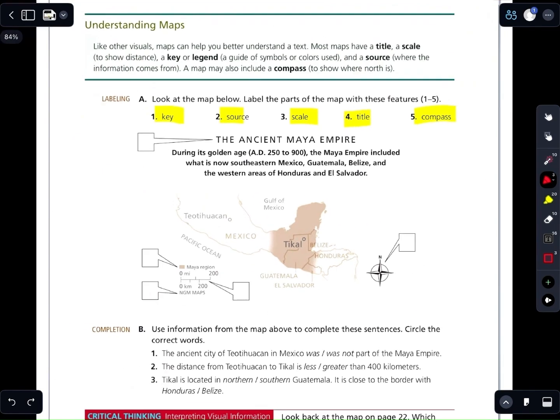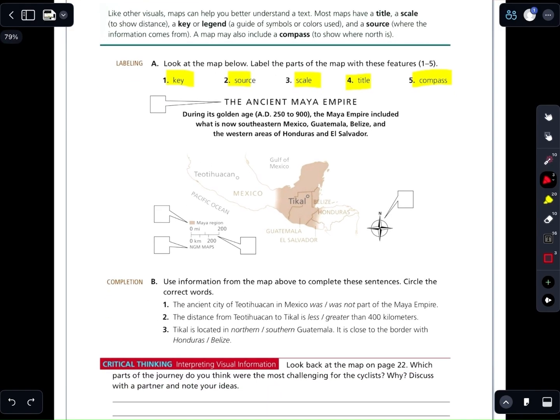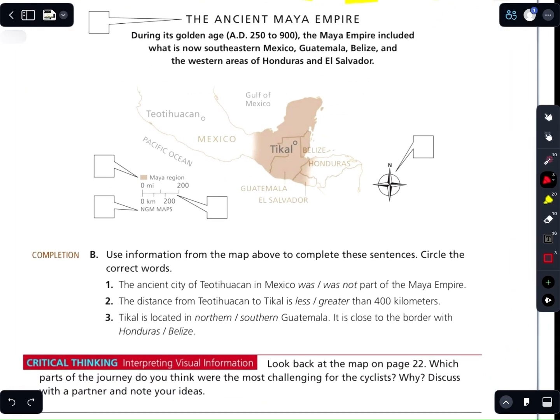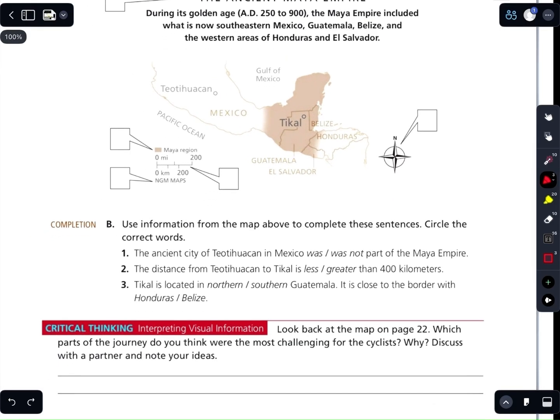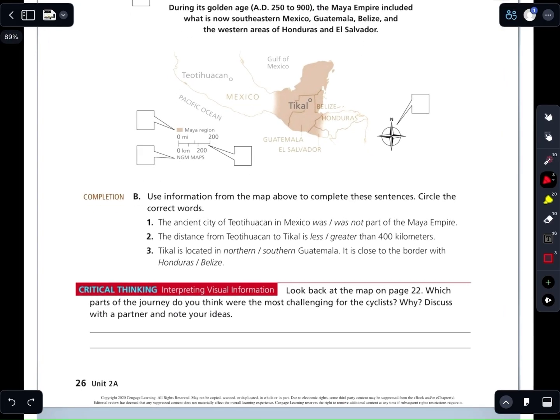Okay, and we also have a compass. Compass is very interesting. Compass shows you where north is. And if you know where north is, then you know east, you know west, and you know south as well. So you can complete that exercise, and then you can complete this one.